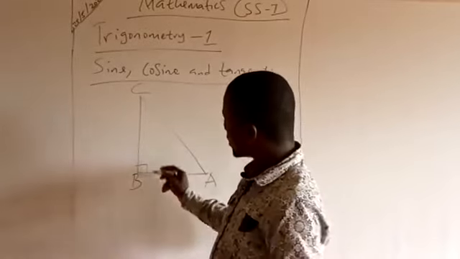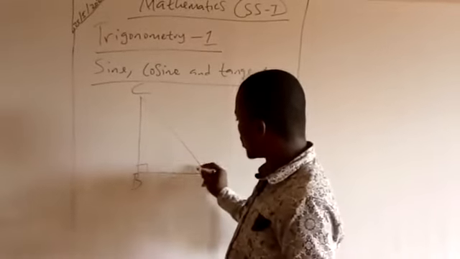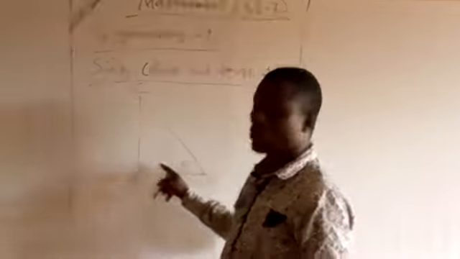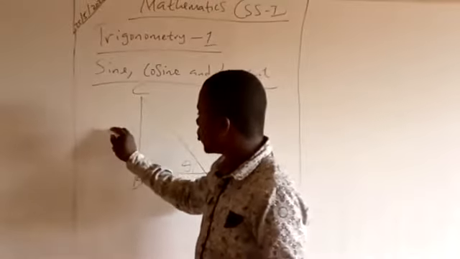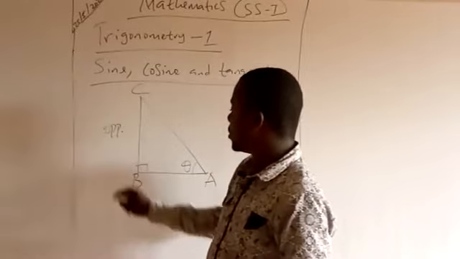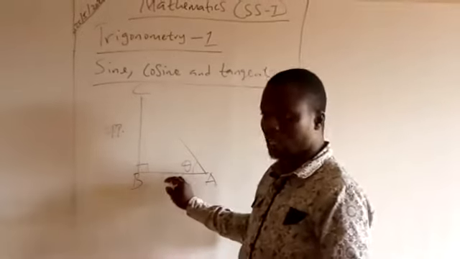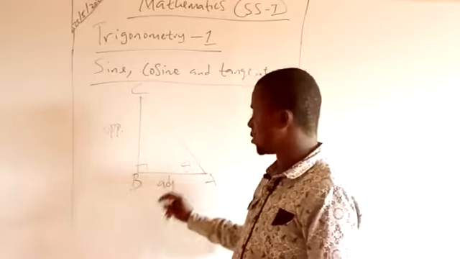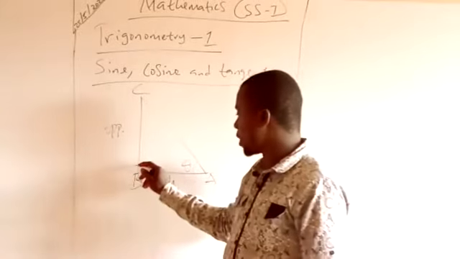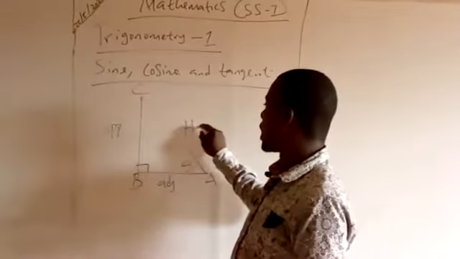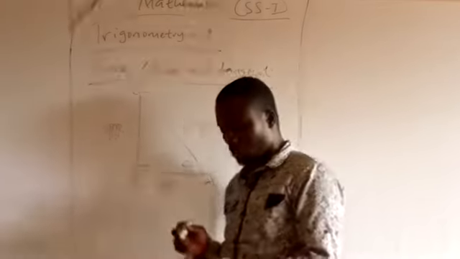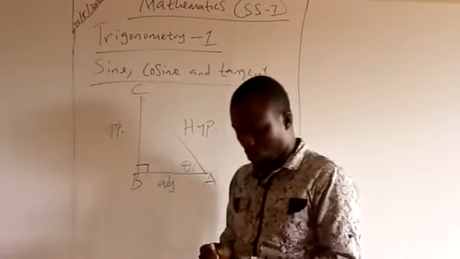So this side is the opposite side. Let's call this angle theta. Anywhere this angle faces is the opposite side. Then this side becomes the adjacent. Then of course, the side facing the right angle, the 90 degree box, is called the hypotenuse. Please take note.